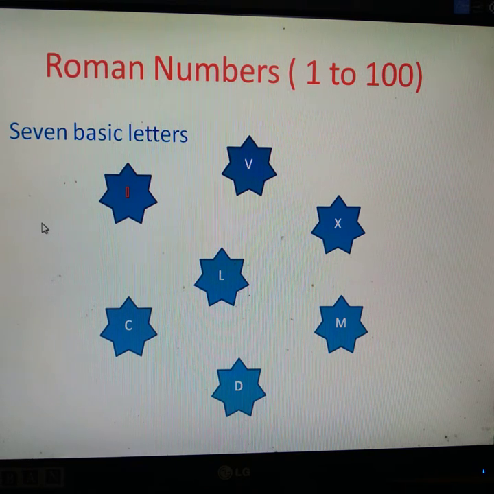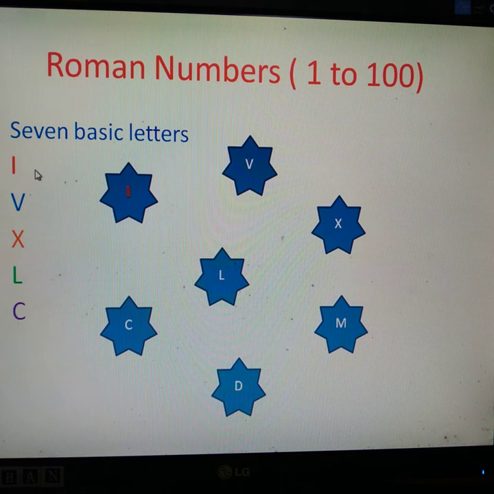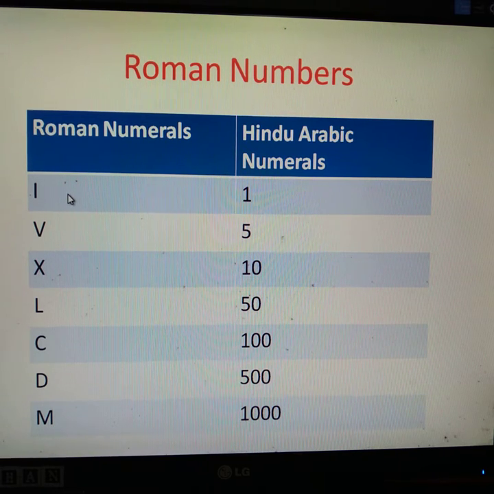There are 7 basic letters in Roman numbers, and we have already seen I, V, and X, and using these 3 letters we write Roman numbers from 1 to 39. Now to write Roman numbers from 1 to 100, we need 2 more letters, that is L and C. So in this video we will learn about these 5 basic letters I, V, X, L and C. We have seen that I carries value 1, V equal to 5, X equal to 10, L equal to 50 and C equal to 100.